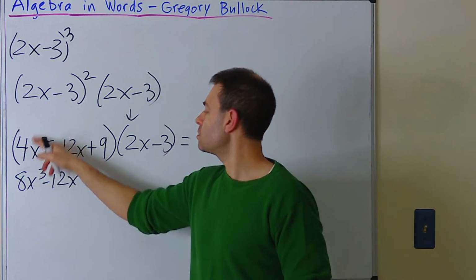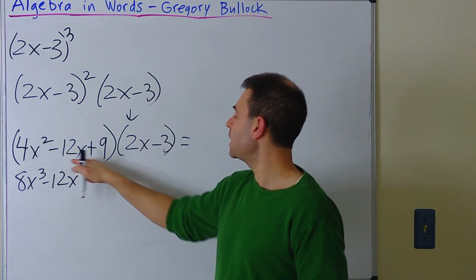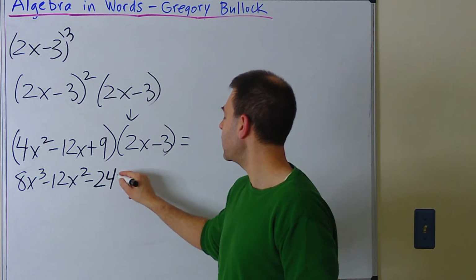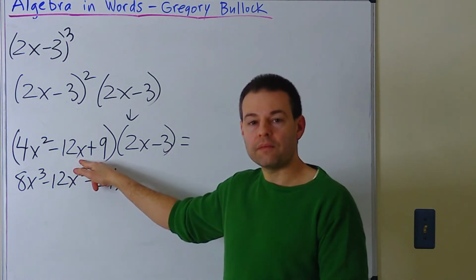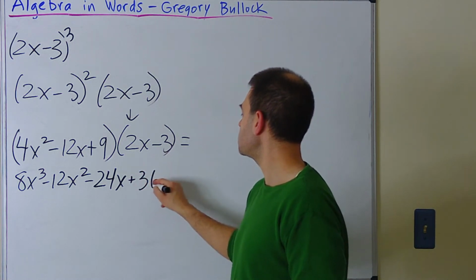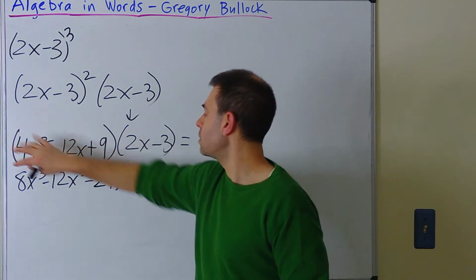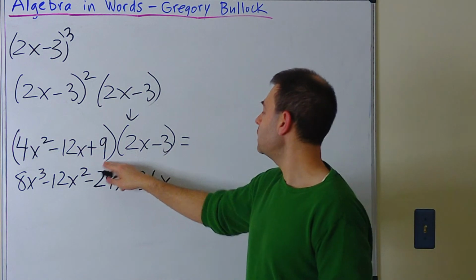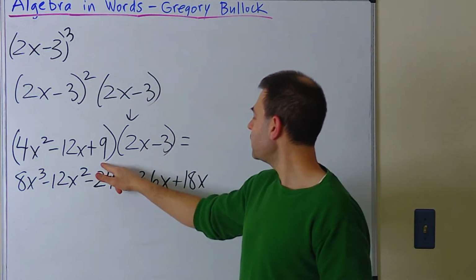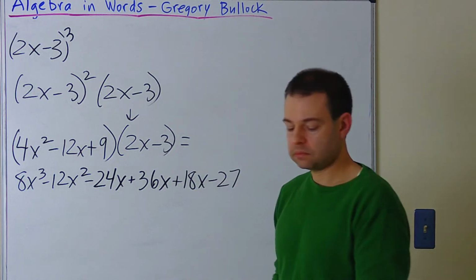So we've used this term times both of these terms, so we're done with this one, but now we'll do negative 12x times 2x, which is negative 24x. And then negative 12x times negative 3, which is going to be positive 36x. And again, we've used up this term and this term. Now we only have left the 9 times the 2x, which is 18x, and the 9 times the negative 3, which is negative 27.